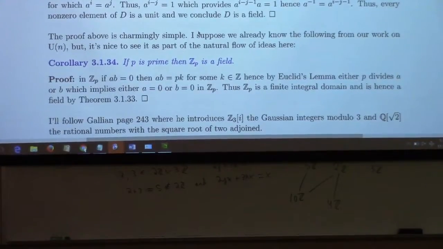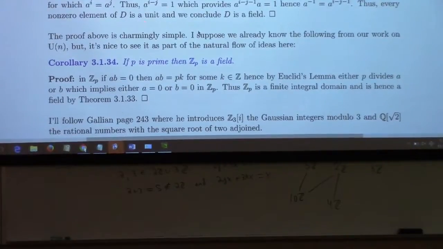Every non-zero element has an inverse because A was arbitrary. I just picked an arbitrary A, so I found an inverse for an arbitrary A. So, yeah, that's actually it. And there you go. That's a field, because everything that's non-zero has an inverse.